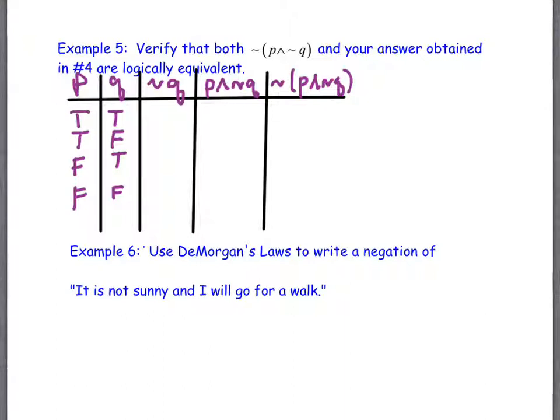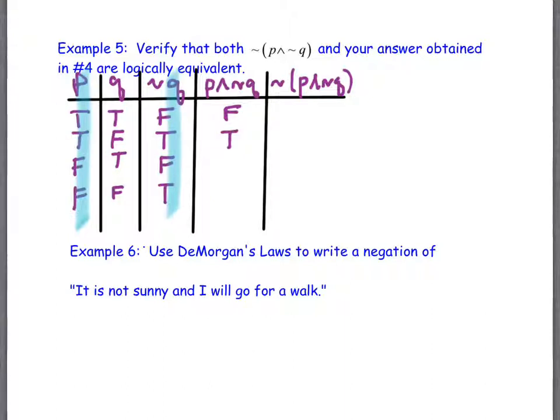Tilde Q, what's tilde Q going to be? The opposite of Q, so false, true, false, true. Now to do P and tilde Q, I compare these two. It's supposed to be an and statement. When is an and statement true? When they're both true. Well, the first line says true and false, so that's false. The second line says true and true, so that's true.